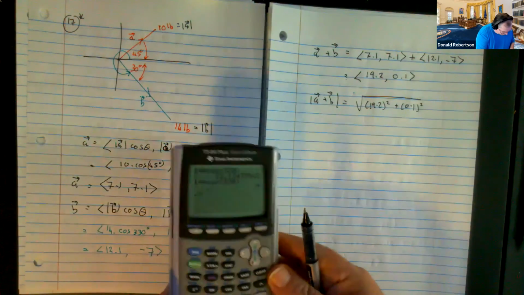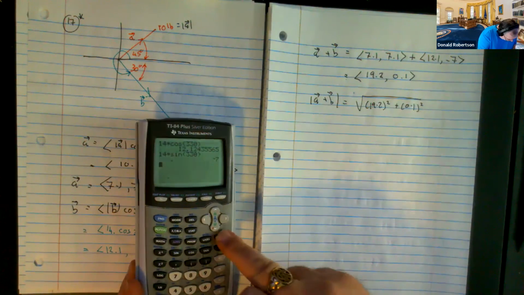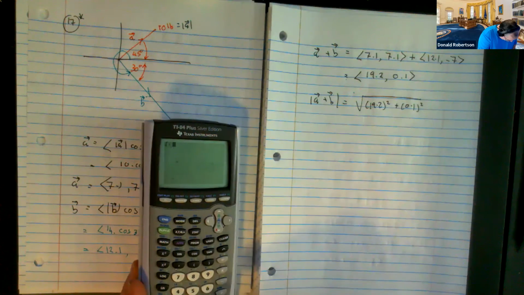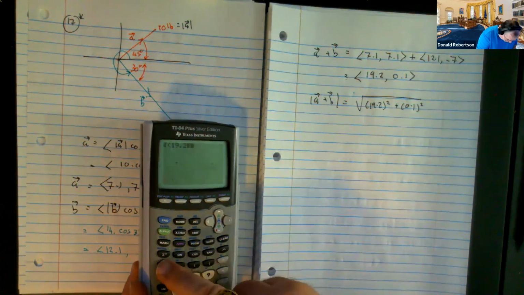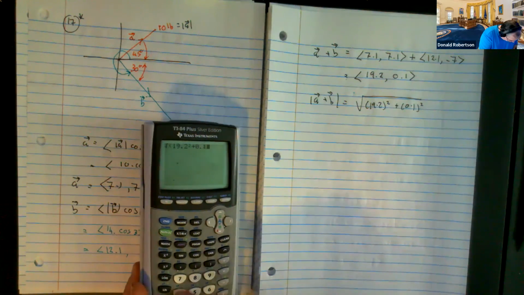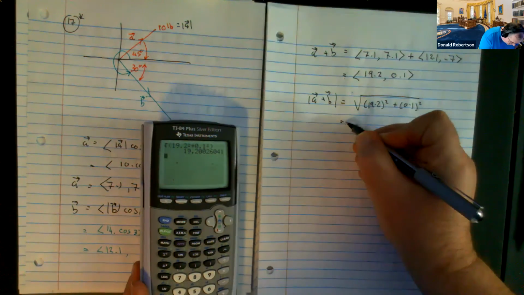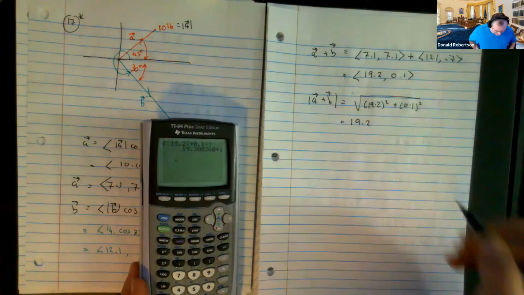I doubt very much if that's going to be a nice number, so it's going to get rounded off as well. So it's 19.2 squared, add 0.1 squared, and the answer I get is 19.2, right?